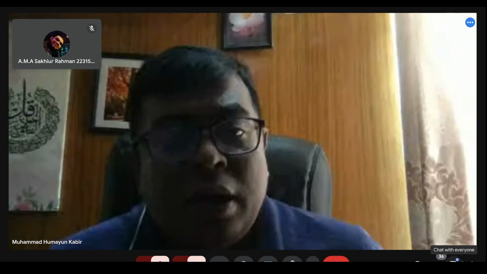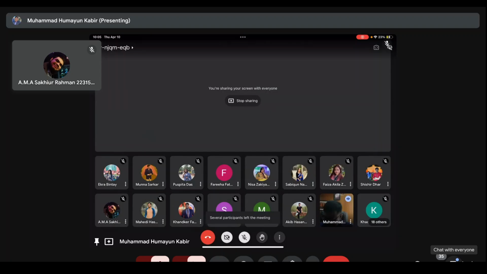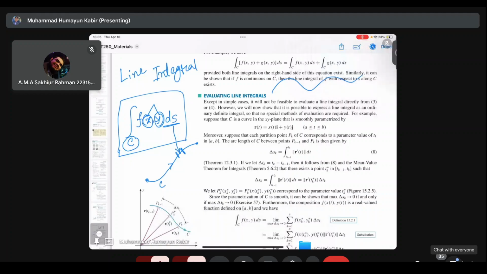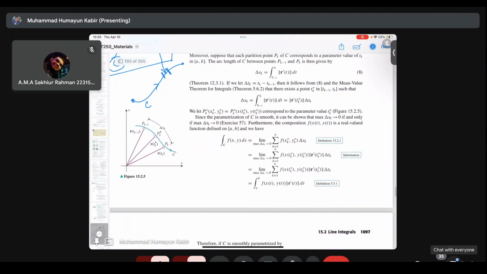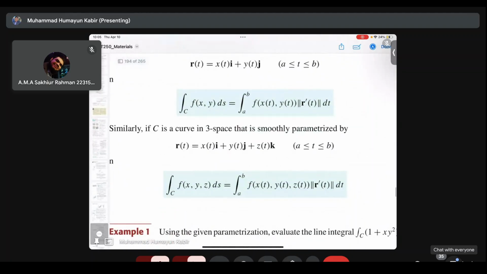Okay, now let me show a standard example, then I move to the exercise. So look at here. Everything I have discussed or described just now is mentioned. How to evaluate a line integral, the evaluation process, is mentioned here. You may have a look. It is a standard line integral.